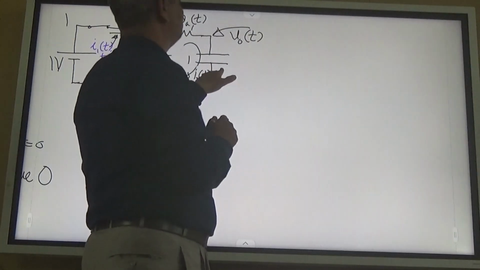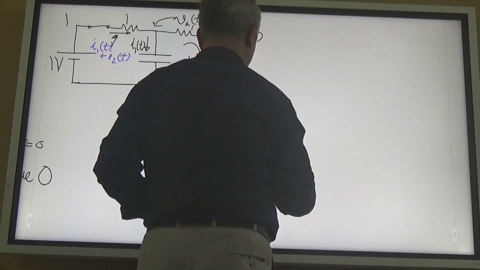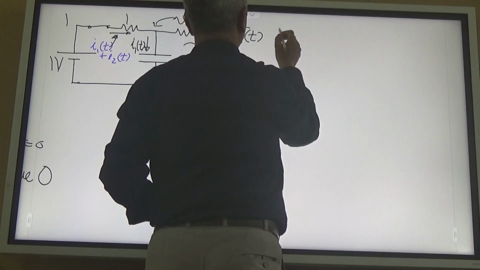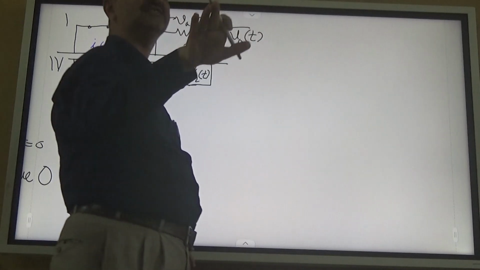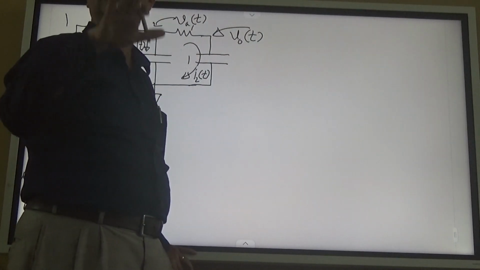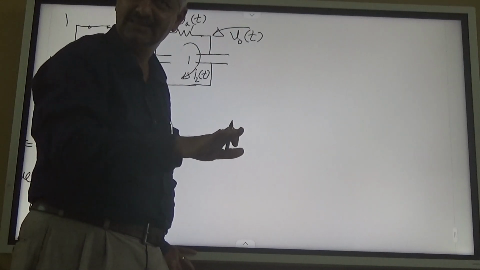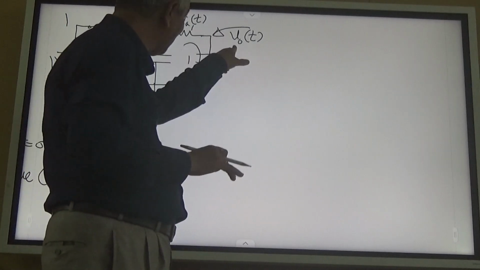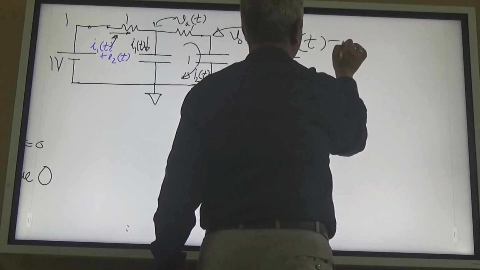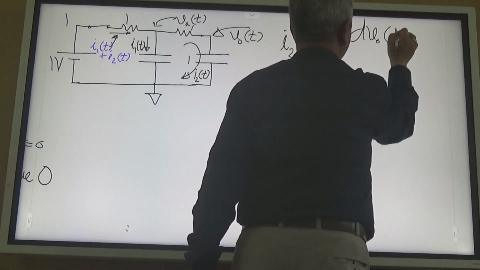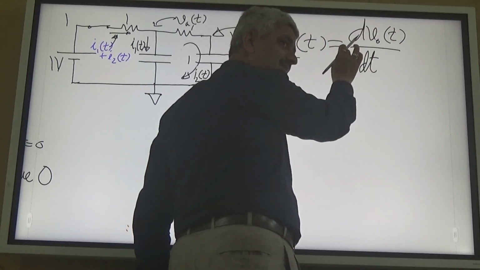So I write for this first. What is this? I2T is the current through the capacitor. So this must be equal to C times the differential of the voltage across the capacitor. Here C is 1. And what is the voltage across the capacitor? That is VOT. Does everybody agree? I2T is equal to dVOT by dt, because VO is VC and C is 1.